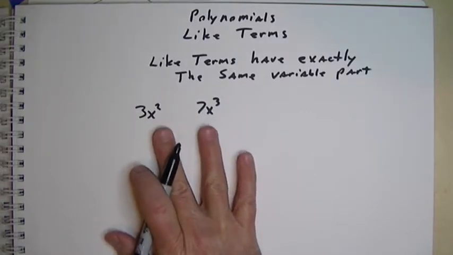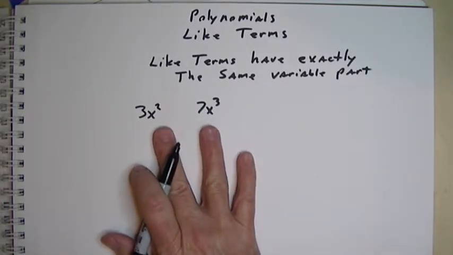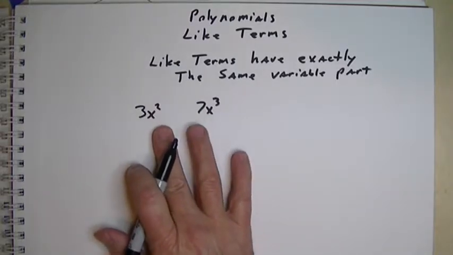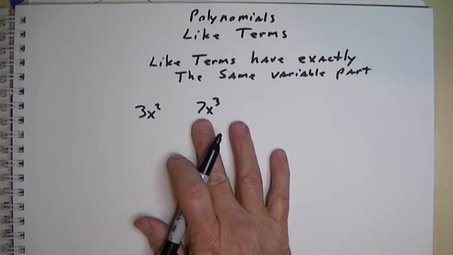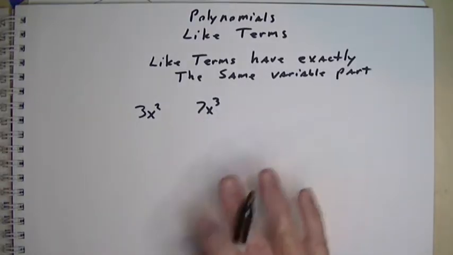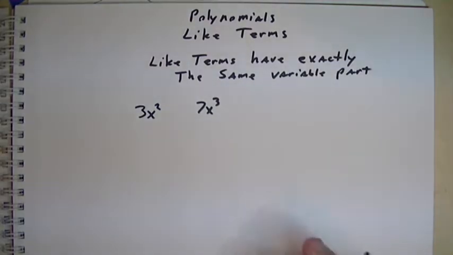Okay? So if we were doing some addition, if we were trying to add these two things, the only thing we could do is simply say, well, that's going to be 3x squared plus 7x cubed. I can't combine them into one monomial. All I can do is just write them as an expression. Let's look at another example.